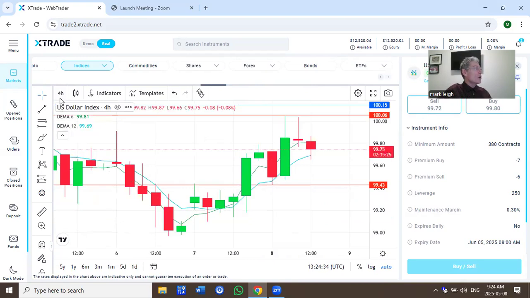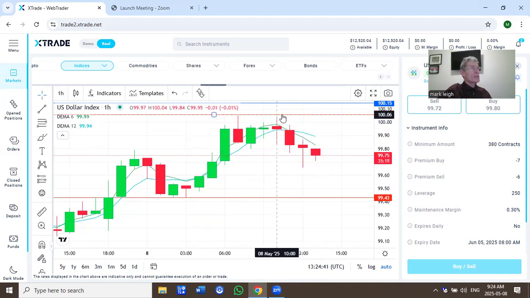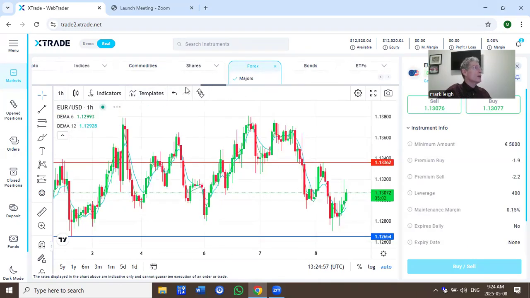There's the 4 hour. I'll make it even clearer on the hourly. And there you can see the past 4 hours after resistance at 100.06 earlier today, now being sold off and sitting at 99.75. Sellers will be looking for 99.43, the previous support level. Let's have a look how the majors are performing.